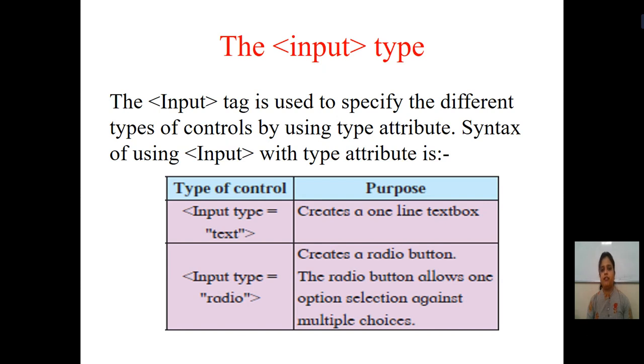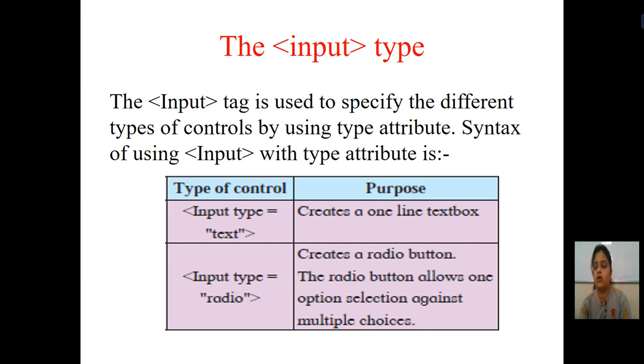Okay. Now moving forward, we will see the first type of tag used with the form element, which is the input tag. Now this input tag has a number of different types of attributes which are used with it. So now we will start with the input tag. The input tag is used to specify the different types of controls by using the type attribute. The syntax of using the input type attribute is as follows.